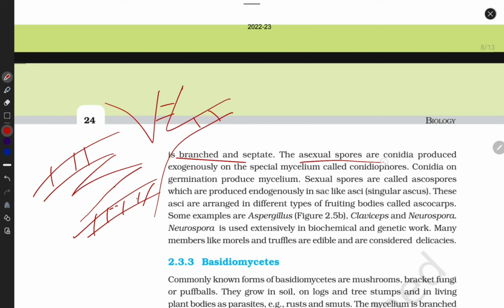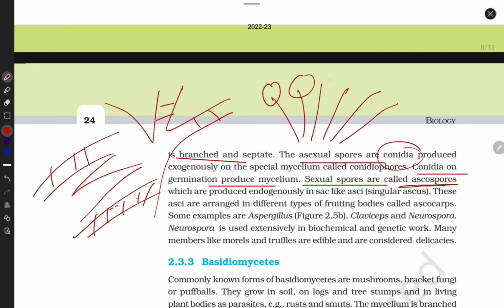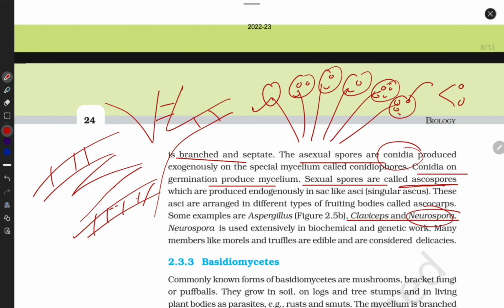Asexual reproduction occurs by conidia, and it may also be by zoospores. Conidia on germination produce mycelium. Sexual spores are called ascospores. Assume this is the fungal part. They have an ascus, a sac-like structure, and it contains ascospores. When they germinate properly, they burst and spread all over and make another plant. An example is Neurospora, which I use in biotechnology.